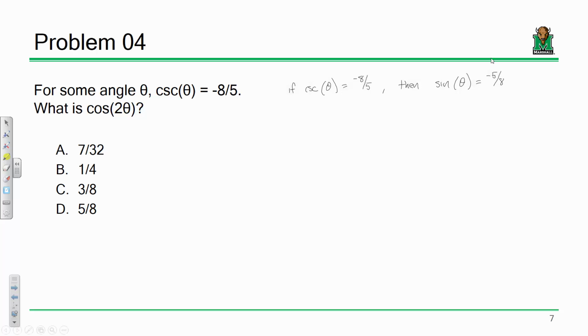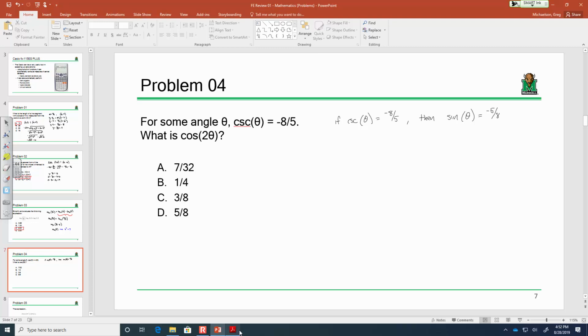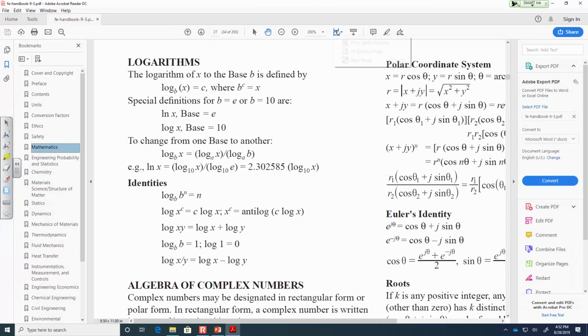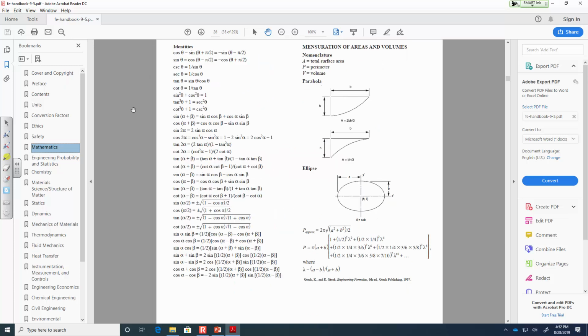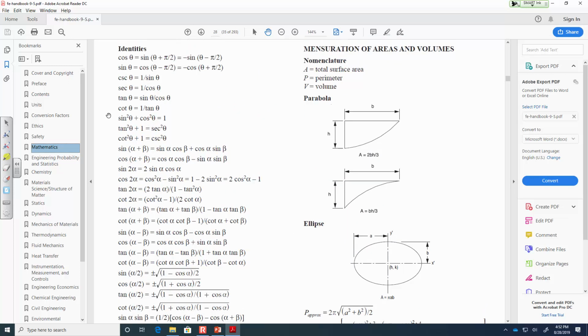If I'm after the cosine of 2 theta and I know the sine, maybe what I ought to do is go into the manual, go to these trig identities, and ask myself: is there an expression that'll get me there if I know the sine? Well, the cosine of 2 theta is 1 minus 2 sine squared of theta. So it's right here among all of these.